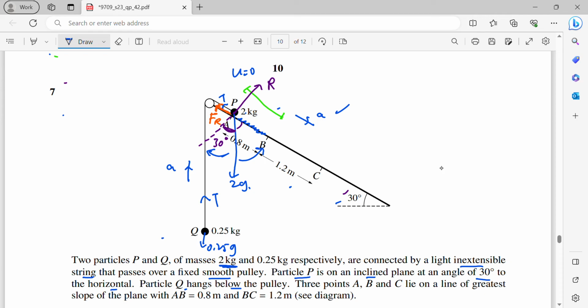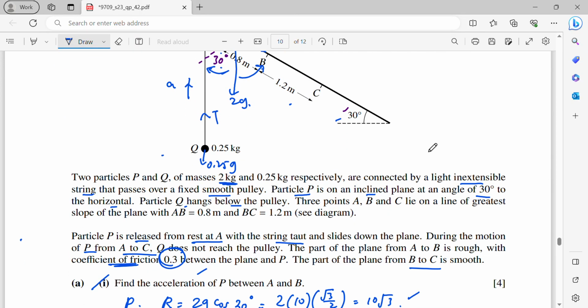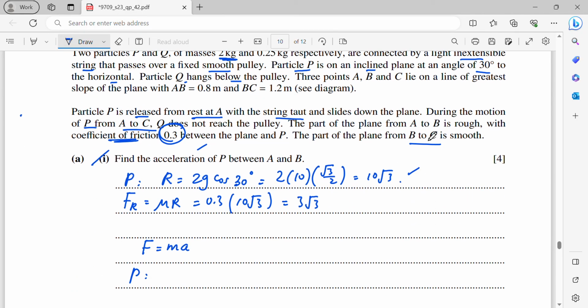So when I resolve, I'm not using its own angle, but I'm using 30 degrees. Therefore, it is sine. Okay, so I will get 2G sine 30 degrees, minus this Fr, and plus T. Okay, Fr and T, it will be ma, because the particle is actually moving down. So now I will write 2G sine 30 degrees minus Fr plus the tension equals to 2a.